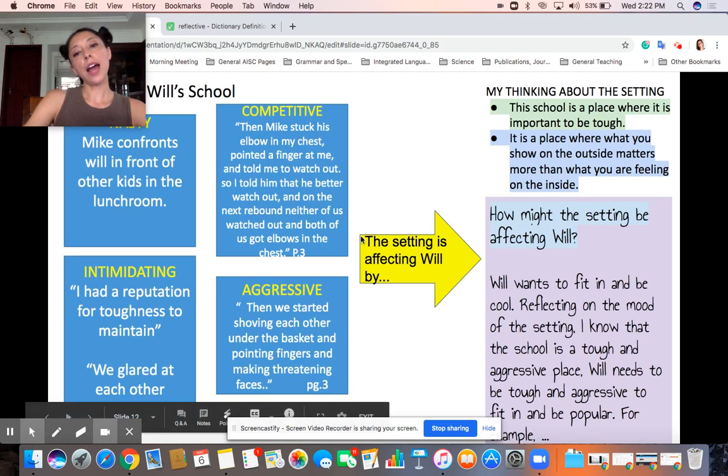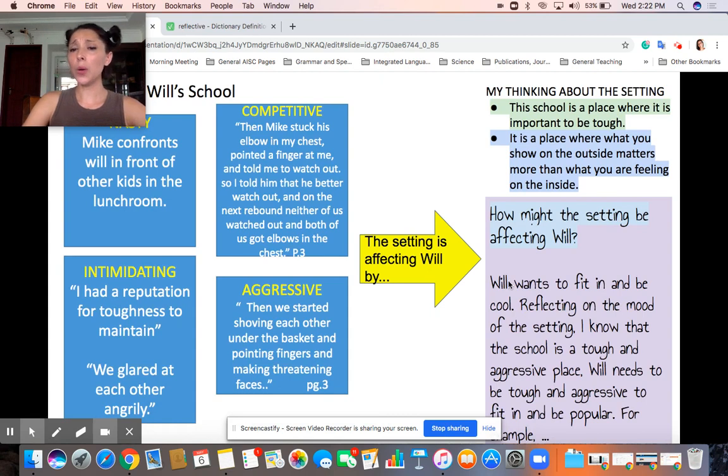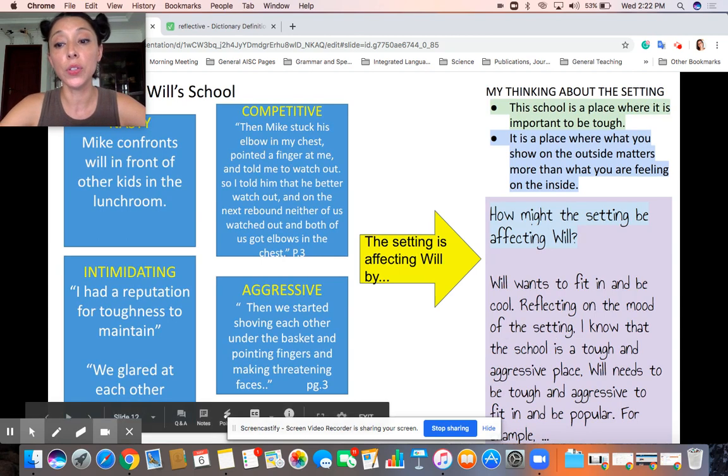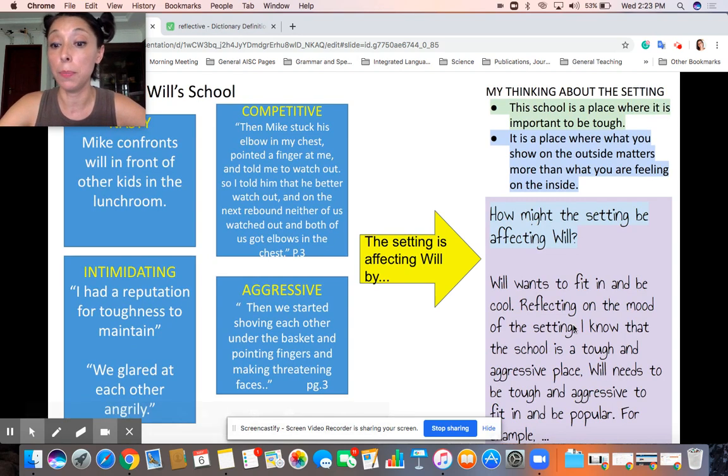And then I have an arrow here, and it says the setting is affecting Will by. Well, it's important for me to think about and answer this question in my writing about my reading. Will wants to fit in and be cool. Reflecting on the mood of the setting, I know that the school is a tough and aggressive place. Will needs to be tough and aggressive to fit in and be popular.